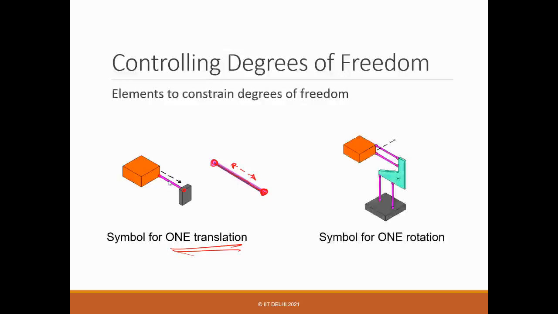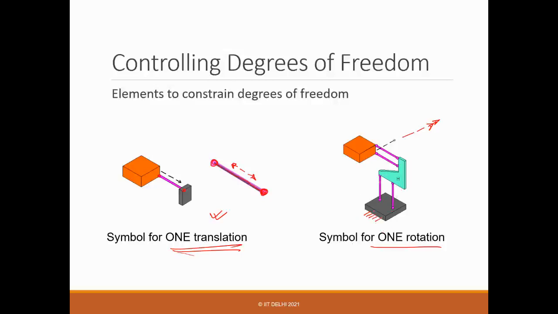Do we have any building block? For translation, you have this building block, right? You can start with this. For rotation, we want to constrain only the rotation. Suppose you want to constrain the rotation of this orange part with respect to this gray part. But you realize that you may not have any one link which can constrain the rotation only. It will always constrain other parts also.